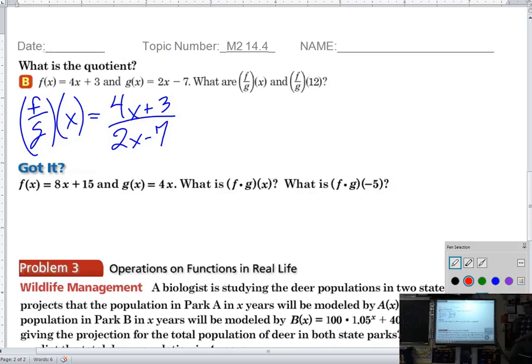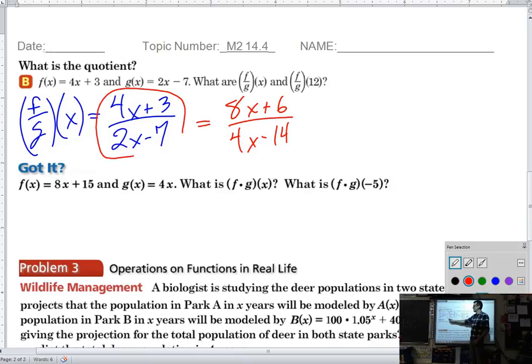Well, no matter what we do, we'll just loop back to still having a quotient of functions. We might manipulate this a little bit. Like I could double the numerator and denominator, and I could say, well, what about 8x plus 6 over 4x minus 14? Well, it's the same function. So what I'm trying to get you to see is we're done right here.